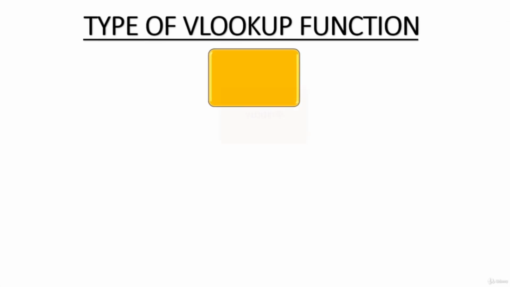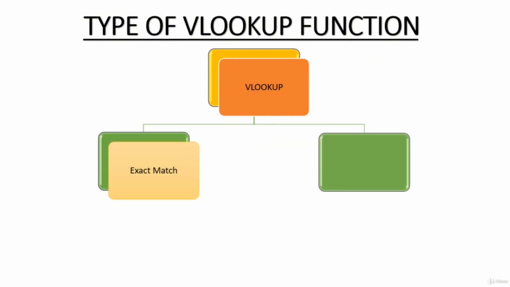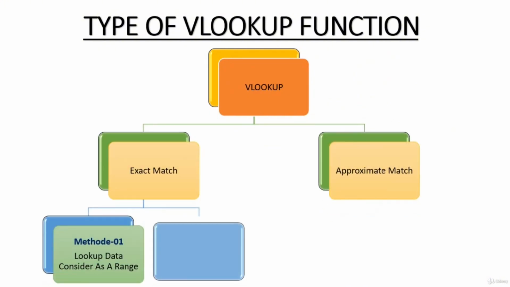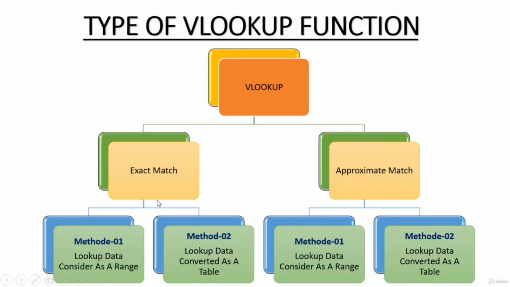Now we are going to look at the types of Vlookup function. The Vlookup function is divided into two categories based on the range lookup. The first one is exact match, the other one is approximate match. In exact match we can retrieve the data in two methods. The first method is lookup data considered as a range. The second method is lookup data converted as a table. Then we will retrieve the data. As well, in approximate match also we can retrieve the data in two methods. The first method, lookup data considered as a range. The second method, lookup data converted as a table. Don't need to worry about it. We will discuss in the practical section in a deep manner.